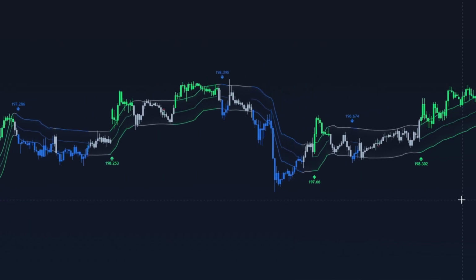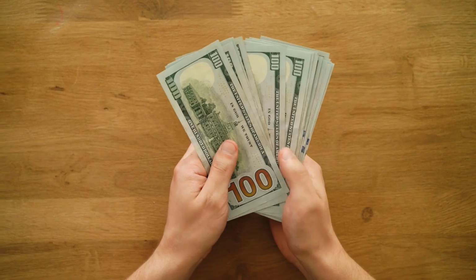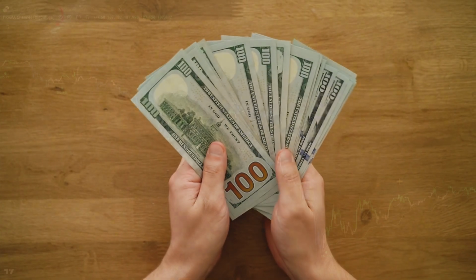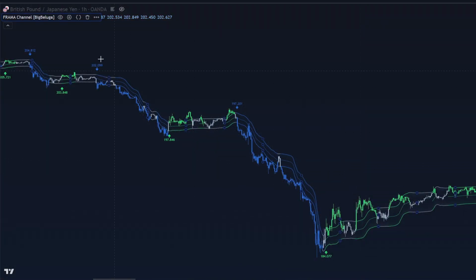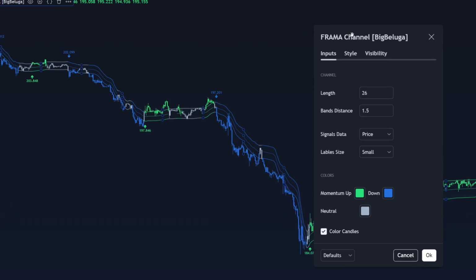Now that we know what this indicator is made of, how can we use it to make money? Well, I'm going to tell you, but before we do that, let's optimize the settings.